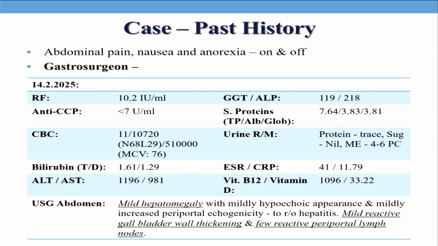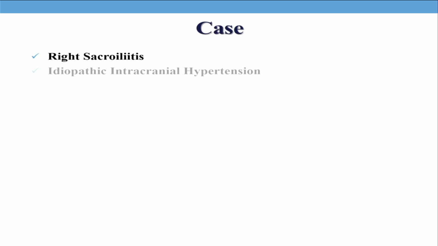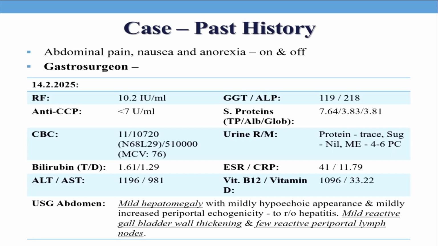Reports of RF and CCP were normal. Routine CBC was normal, but slight thrombocytosis was there, and there was slight hyperbilirubinemia. These reports were done in February, almost 1 month before she visited me.